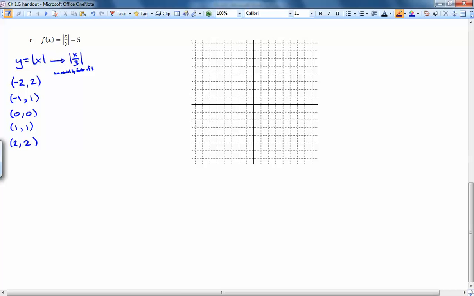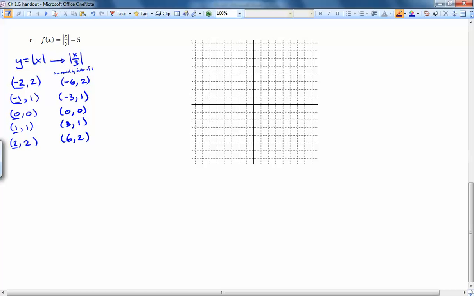Sorry, that's hard to read, but you'll deal. So if I'm stretching out everything by 3, my x values here are all going to get multiplied by 3. So negative 2 gets stretched out to where it's negative 6 now. My negative 1 gets stretched out to negative 3. 0 stays at 0. 1 turns into 3. And 2 turns into 6.